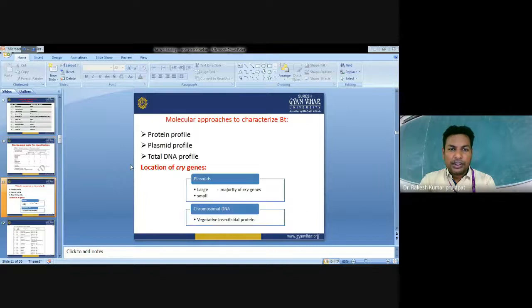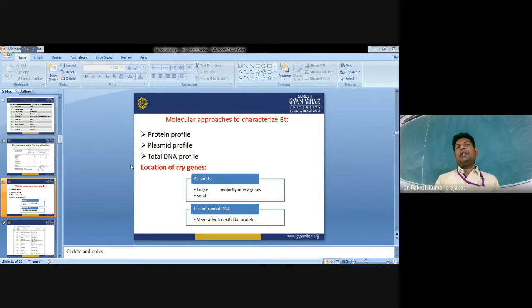That is used for the classifications. Now, if we talk about the molecular approach, how we can characterize these proteins. There are certain molecular approaches to characterize the Bt proteins, based on different molecular approaches like protein profiling, plasmid profiling, and total DNA profiling. So these are the techniques.